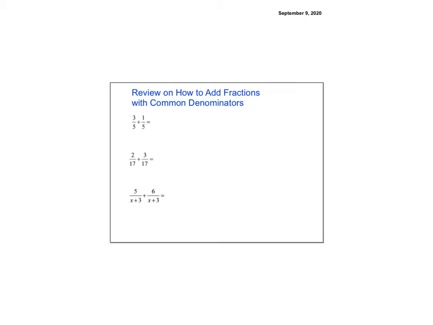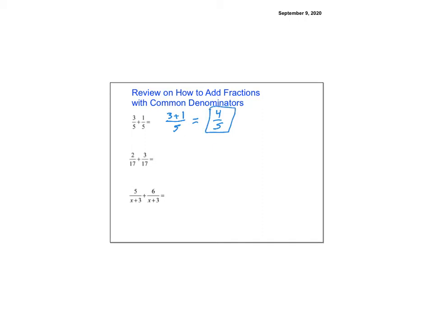So now we're going to review how to add fractions with common denominators. We have a nice common denominator of 5, because there are 5s in the denominator of both fractions. Since that is true, we can add the numerators together, 3 plus 1, and put it over the common denominator of 5. So we end up with 4/5.